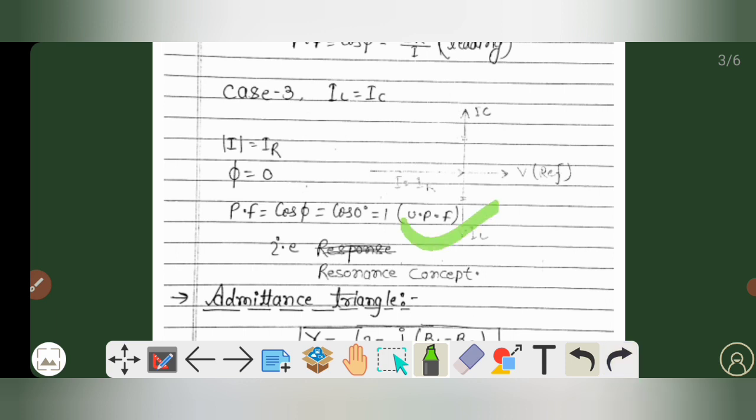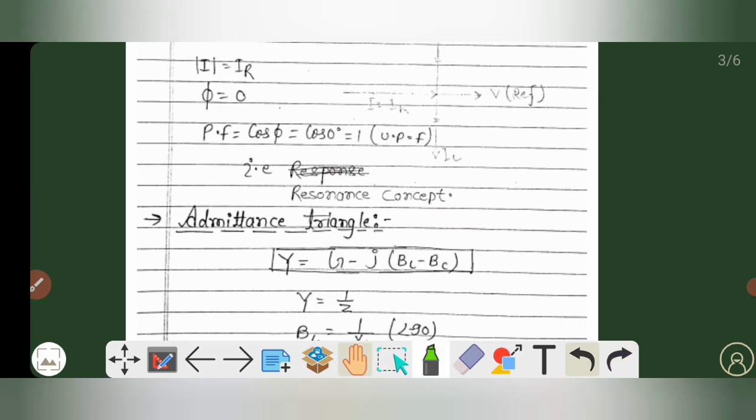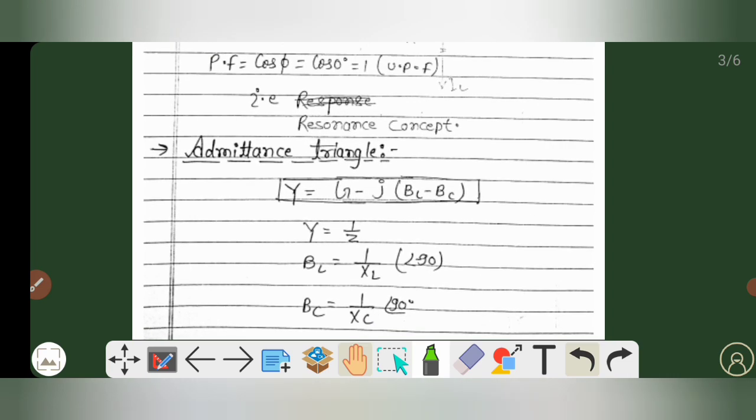This case is also known as the resonance concept, because in parallel resonance the same case occurs, where the power factor comes out to be 1, that is unity power factor. So due to the unity power factor, we call it the resonance concept. Now we will draw the admittance triangle.